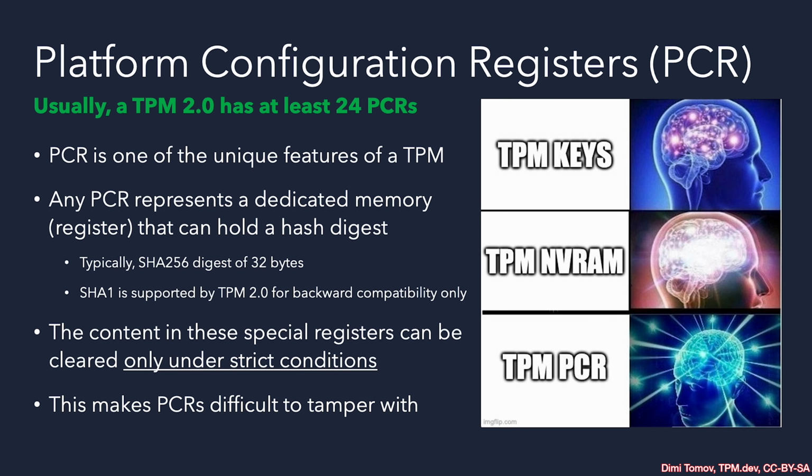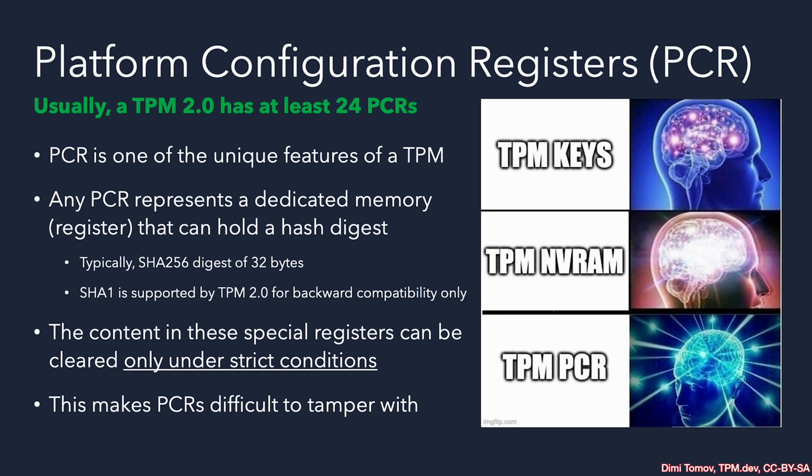As the name suggests, any PCR is a memory register. That memory register can hold only a hash digest. The length of the digest depends on the algorithm. Typically, PCR registers support SHA-256, and if the TPM supports, for example, SHA-512, then the PCRs should be having banks also for that. SHA-1 is supported across any TPM 2.0. However, this is only for backward compatibility with existing systems, because SHA-1 is deprecated and insecure.